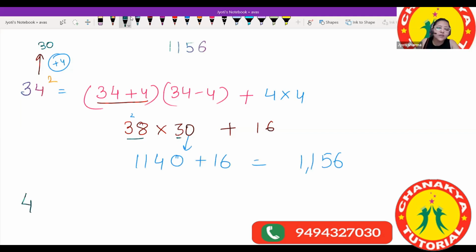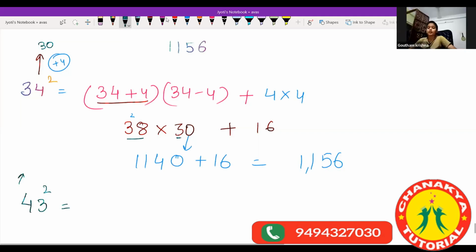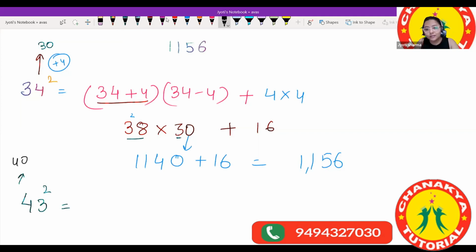Let's take 43 square. What is the nearest 10 of 43? 40. What is the gap of 40 and 43? 3, ma'am. 43 is 3 extra. So what did I tell you? You will add 3 and you will subtract 3 in your original number. What is your original number, kids?